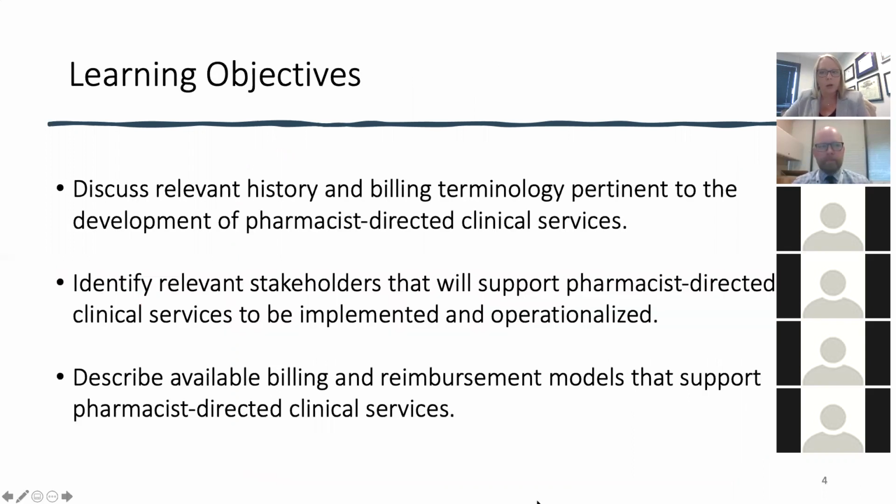With this in mind, we'll go ahead and jump into our billing basics learning objectives, which we hope to achieve in our time together. We're going to discuss relevant history and billing terminology pertinent to the development of pharmacist-directed clinical services. We're going to identify relevant stakeholders that will support such services in their implementation and operationalization, and also describe available billing and reimbursement models that support such services.